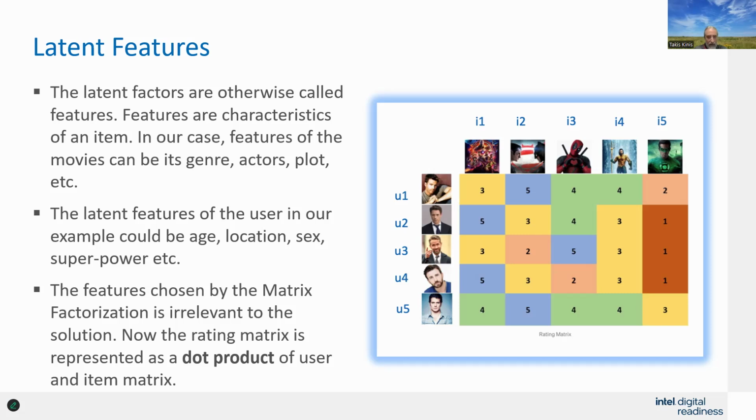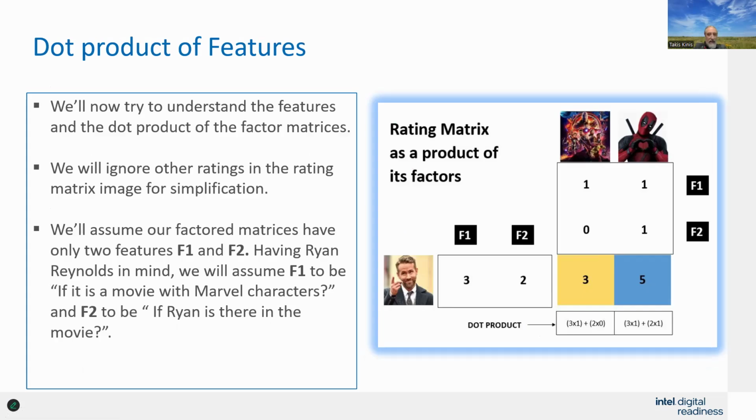It says the features chosen by matrix factorization are irrelevant to the solution, and I think that's an interesting thought. And it says the matrix is represented as a dot product of the user and item matrix. So what happens here is a byproduct of the inputs from there. All right, so they're going to give us a basic example. Please follow with me here if you can.